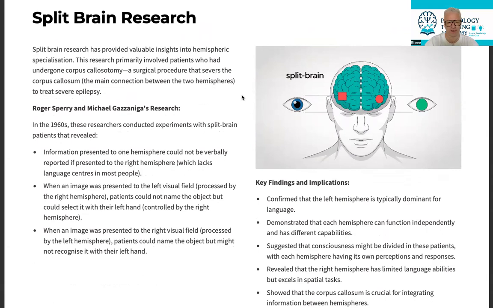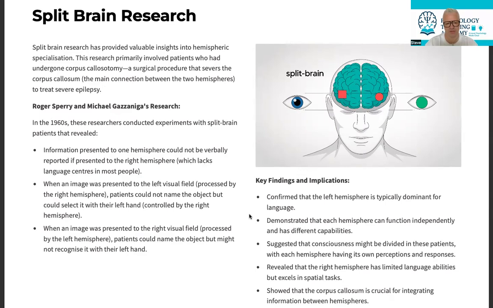So Sperry did a lot of split brain research, and information presented to one hemisphere could not be verbally reported if presented to the right hemisphere, because that lacks the language centers. If an image is presented to the left visual field, which is processed by the right hemisphere, patients couldn't name the object, but they could select it with their left hand because that's controlled by the right hemisphere.